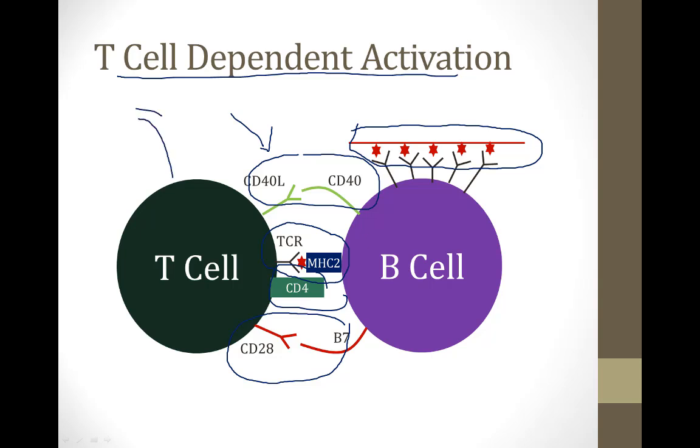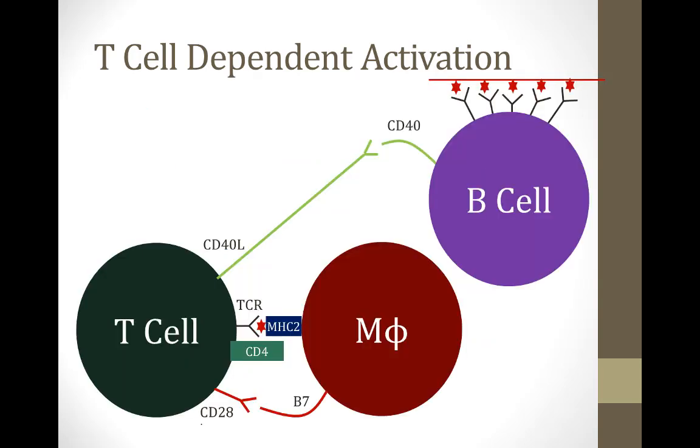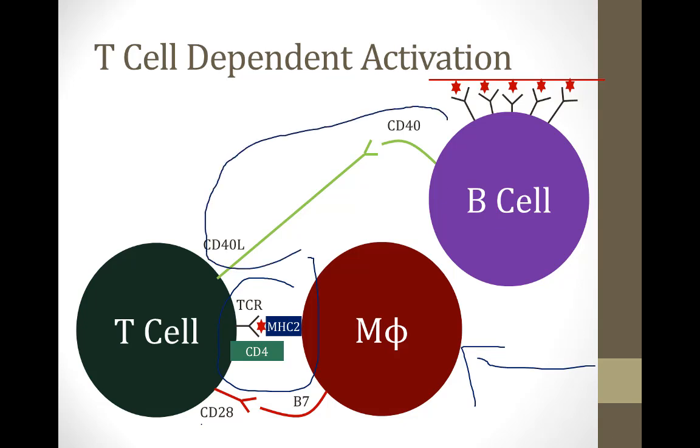begin to secrete cytokines. Sometimes you can have a variation on this process where a macrophage presents antigen to the T cell and activates it via MHC class II and CD4, and then separately the B cell binds to the T cell via CD40, and in this way you can also activate the T cells to secrete cytokines, but the B cell doesn't have to be the antigen presenter.